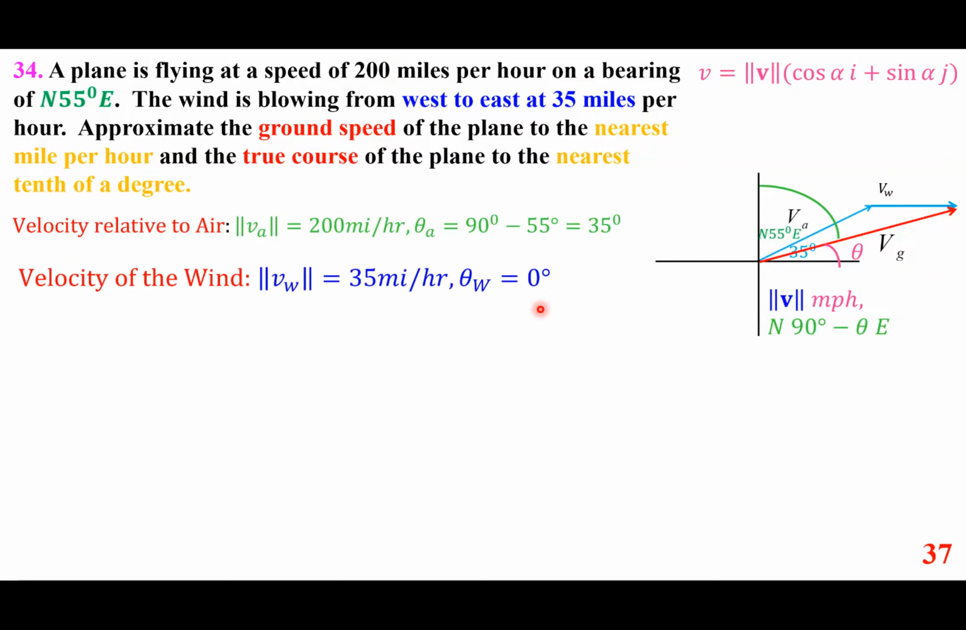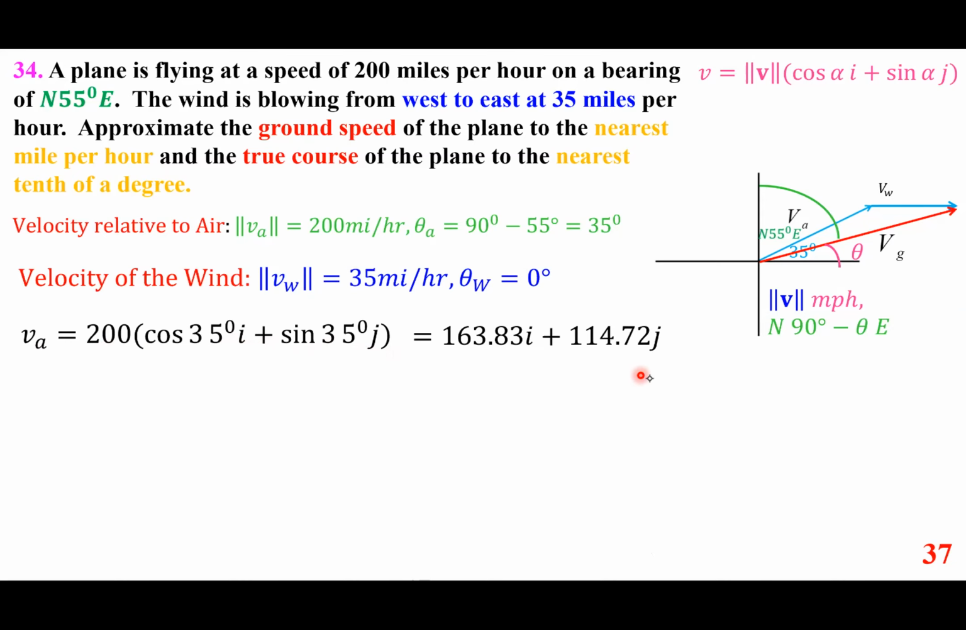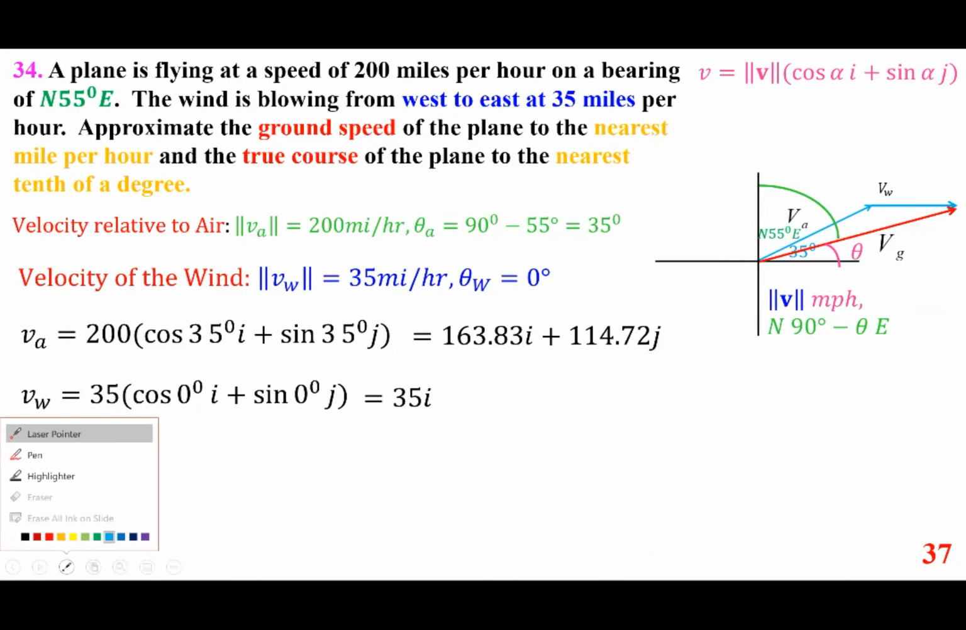So let's write this formula for both of them. For VA, 200 cosine of 35 degrees i plus sine 35 degrees j. And of course, cosine of 35 and sine of 35, use a calculator, and you write it with the i and j component. The same thing happens with the wind. Cosine of 0, we know it to be 1. Sine of 0, we know it to be 0. So simply put 35i. Again, let's just quickly write that. So this is 1, and this is 0.